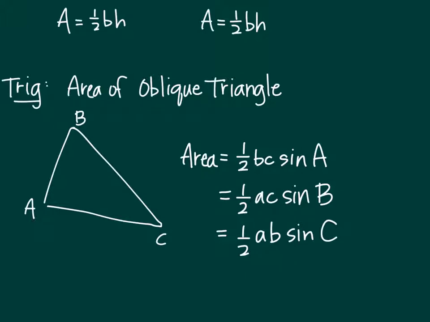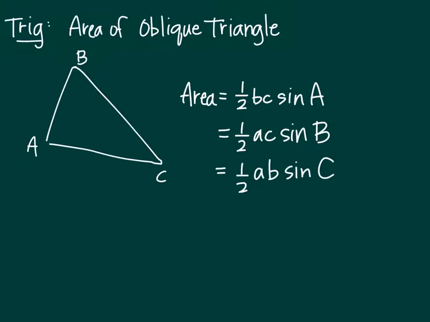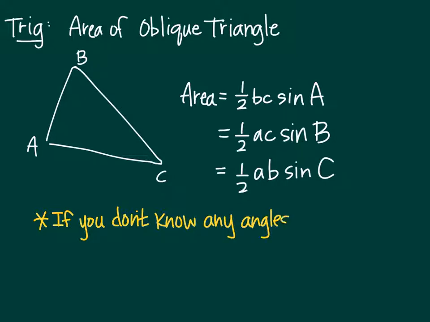So then we need one other formula. What if you don't know a corner? What if all you have is sides and you don't have any of the angles? Okay, then there is one alternate formula. So this is if you don't know any angles. Then you're going to use what's called Heron's formula.